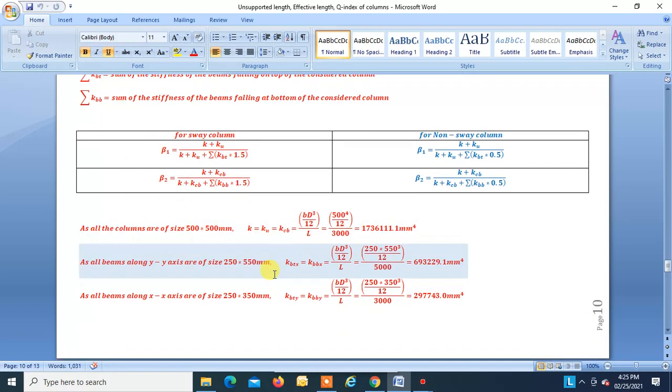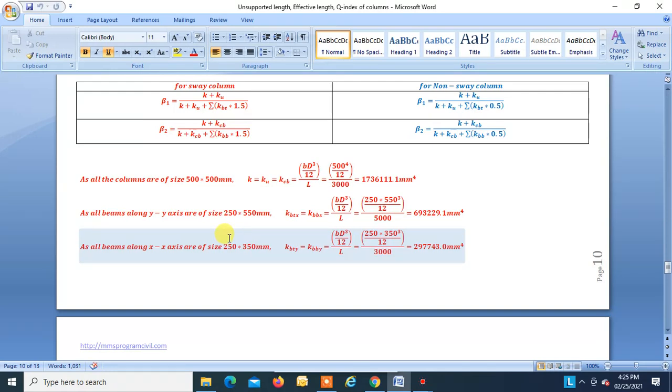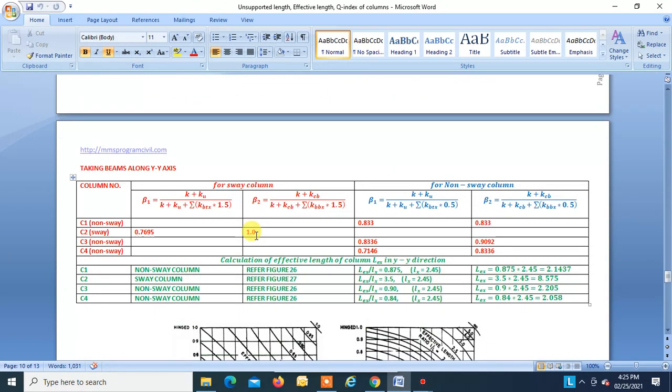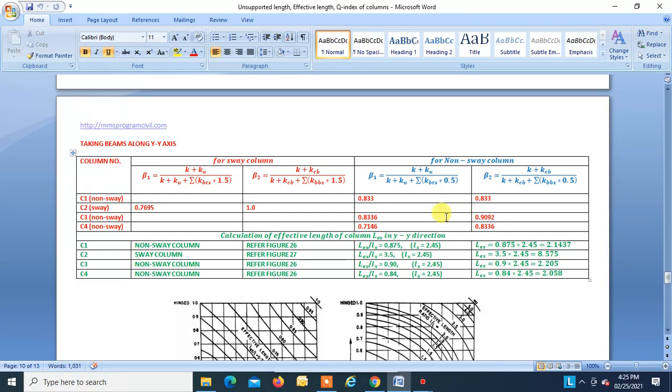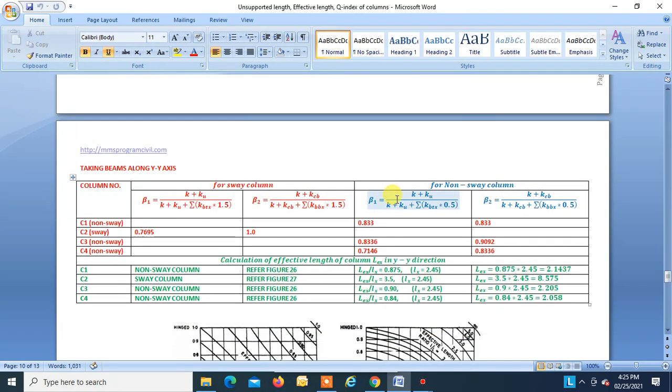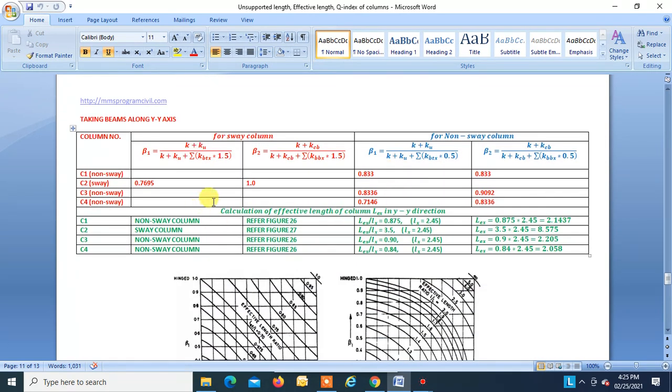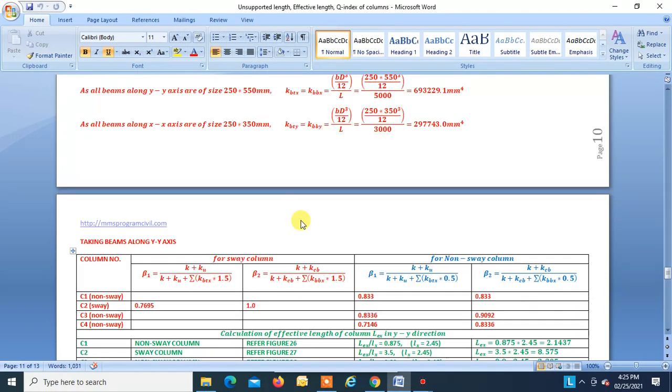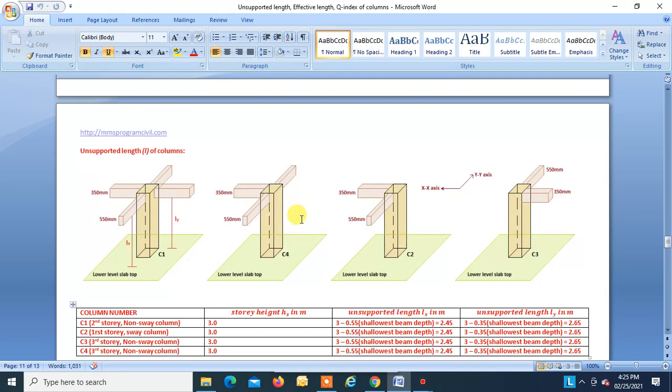Once you know all these values, put these values over here and you can get beta 1, beta 2. But these calculations are very lengthy, so you can always make a program which can make your life easy. All these values are found by manual calculation using these values and these formulas. But we will try to find these values and make our job easy through software. So first we will take column C1. C1 is a non-sway column. Let us see in the figure.